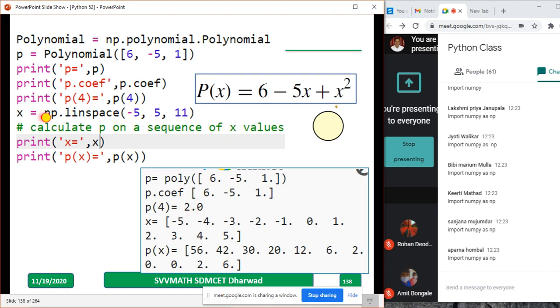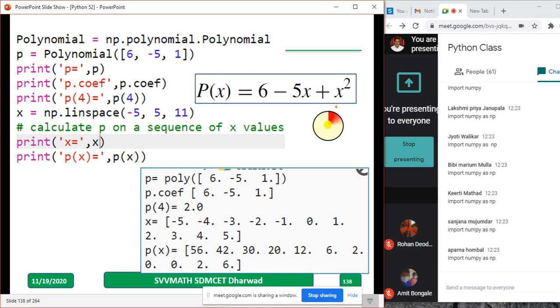And I am using x equal to np dot linspace minus 5 to 5, total I am taking 11. And that I am sending as the x value to this polynomial because I am writing p of x. And I am printing the answers. Copy down this program, take a minute, execute this program whenever you get time. Hardly a 4-line program is there.